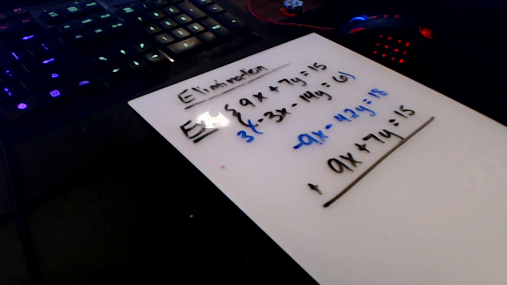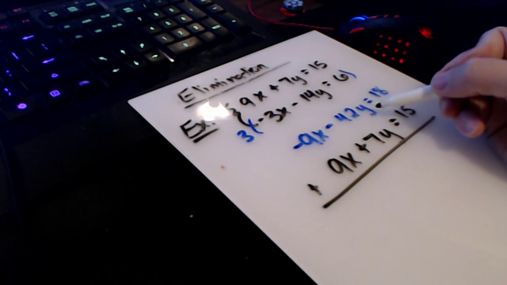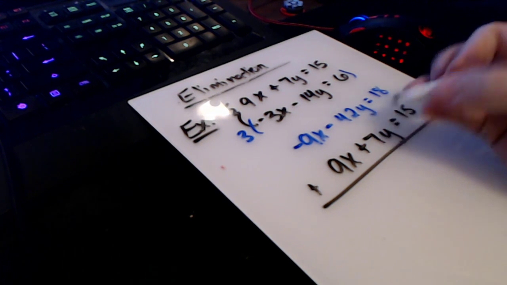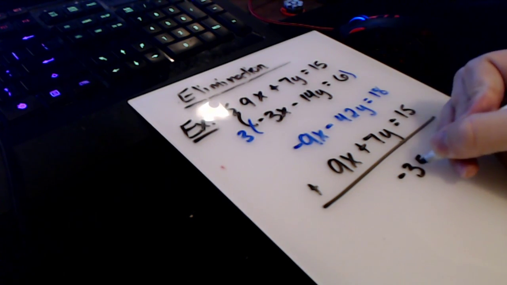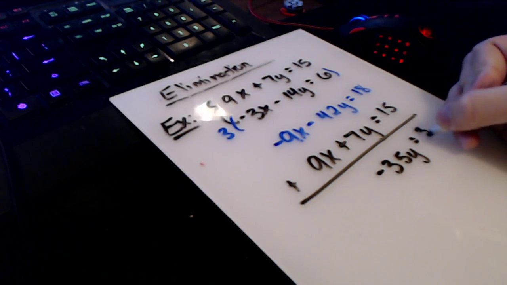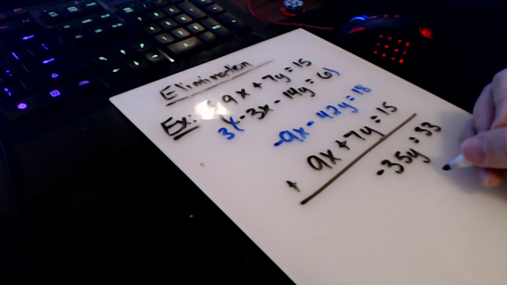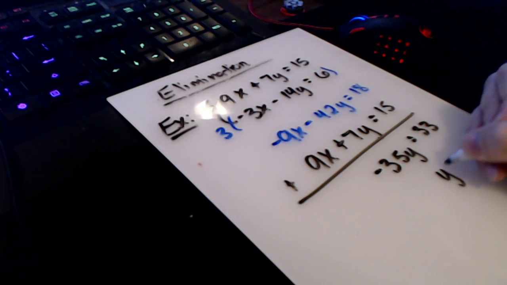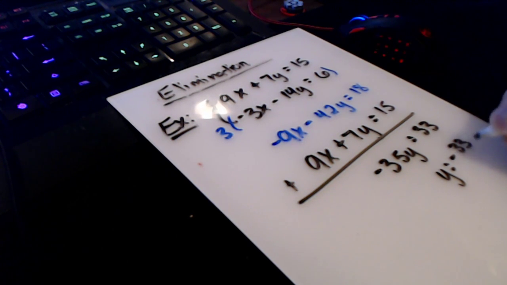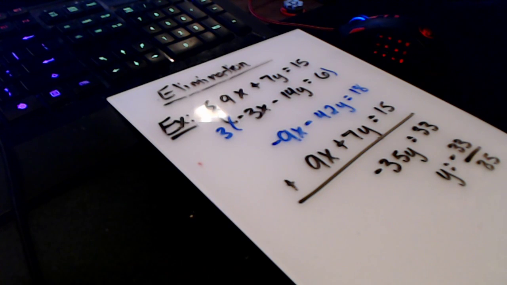So our solution here, these are going to cancel out. We have a negative 42y plus 7y. So we get a negative 35y is equal to, oh hey, this isn't actually too bad, 33. It's actually sort of terrible. All right, y equals negative 33 over 35. I might have to make a note of that, but we'll just use another board.